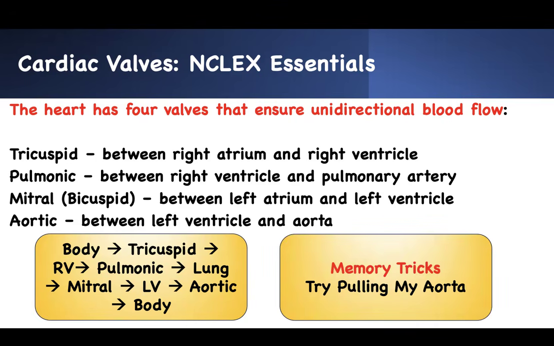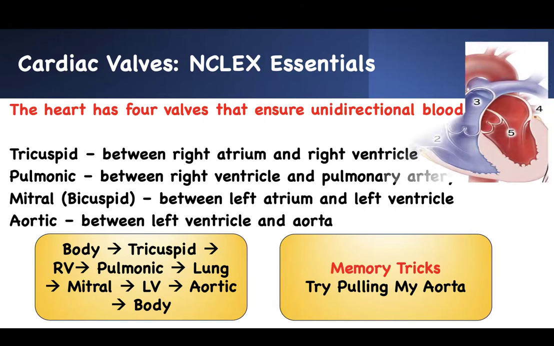But this is the mnemonic. The memory trick is what? Try pulling my aorta. T is the tricuspid, P is the pulmonic, M is the mitral, and A is the aortic valve. This is the direction of blood flow. And when you know that, you can't make a mistake about it. You know which one direction you're supposed to go, but it's better to look at the diagram to know what we're talking about.